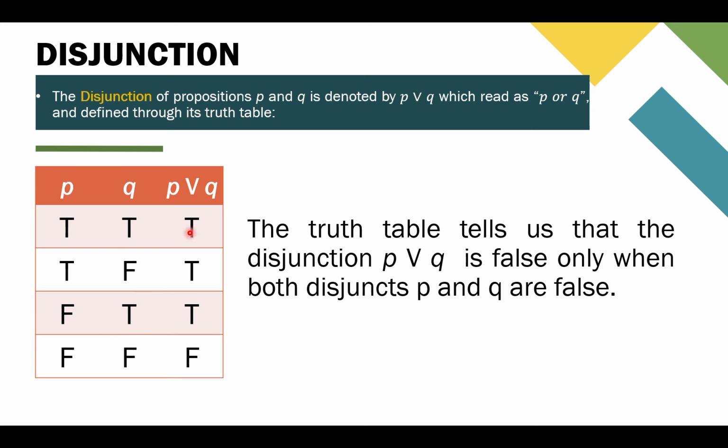Disjunction, when there is a true, it automatically becomes true. So, the truth table tells us that the disjunction P or Q is false only when both disjuncts P and Q are false. That is in the last part of our truth table.